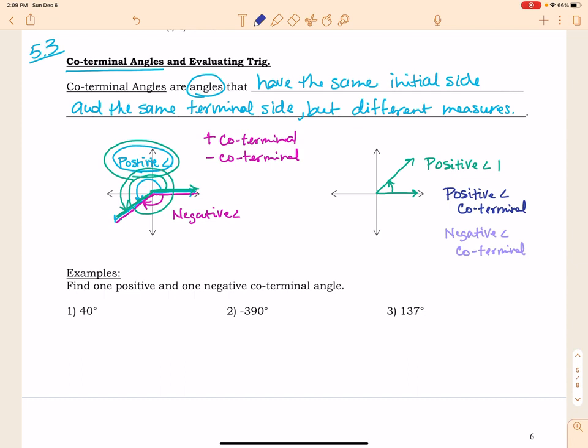So if I want a positive coterminal angle, I'm going to start here and I'm going to end here, but it has to be a different measure. So it can't just do this because that's the same angle measure. It has to do this. Okay, so it's the initial angle of positive 1 plus 360 degrees. So that's what your positive coterminal angle would look like.